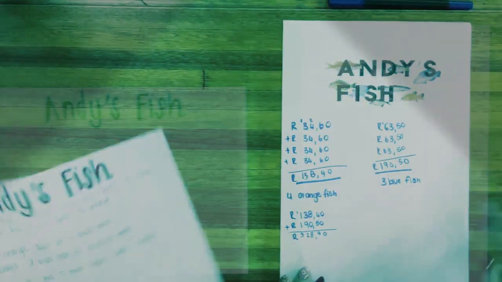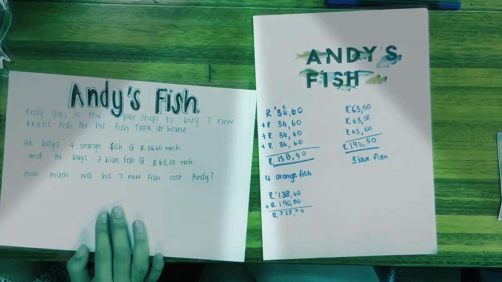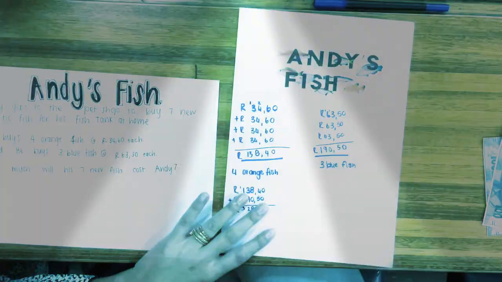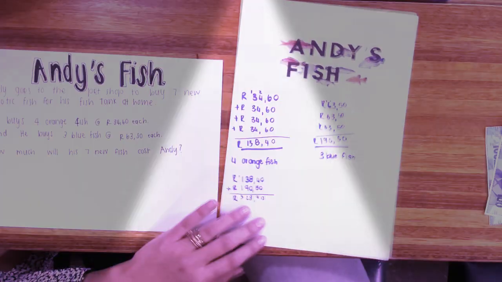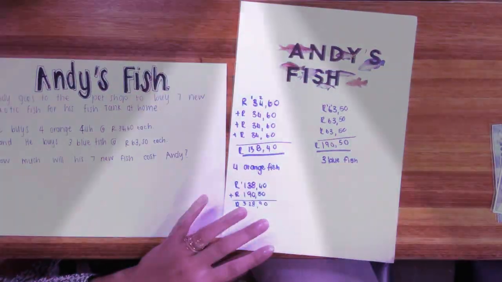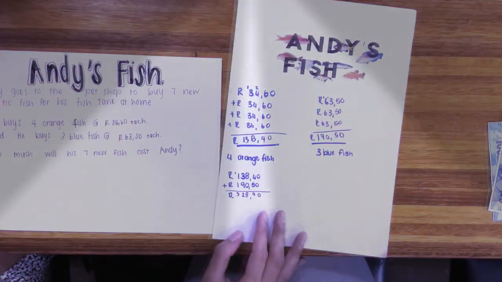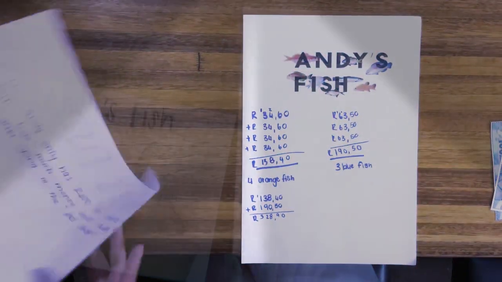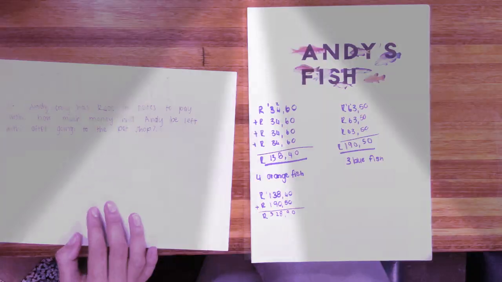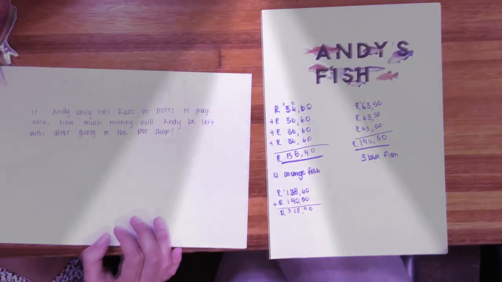Okay, so we did the first part where we said he buys 4 orange fish and he buys 3 blue fish, and we said 4 orange fish will cost 138 rand 40 cents and 3 blue fish will cost 190 rand 50 cents, and all together it will cost 328 rand 90 cents. If Andy only has 400 rand in notes to pay with, how much money will Andy be left with after going to the pet shop?